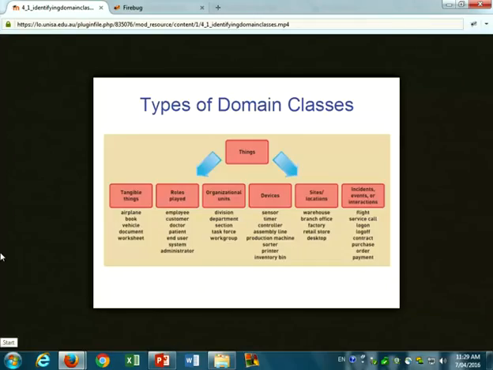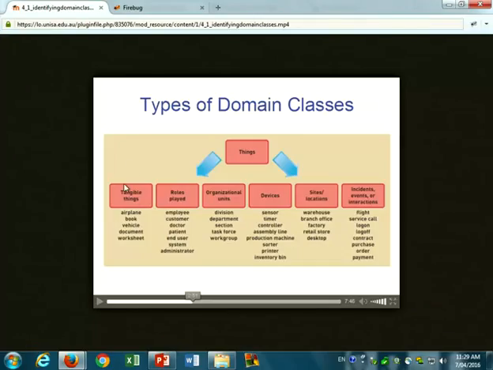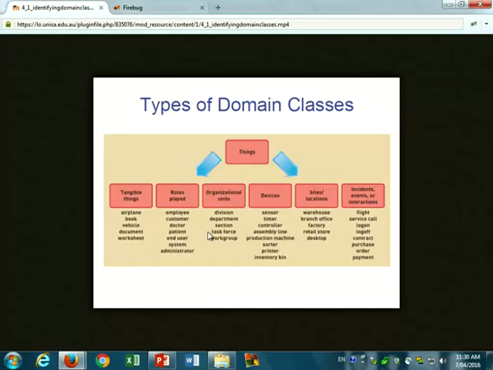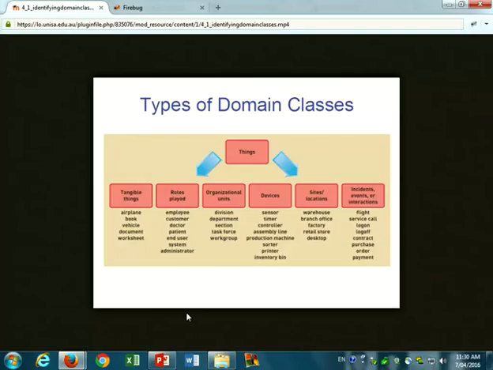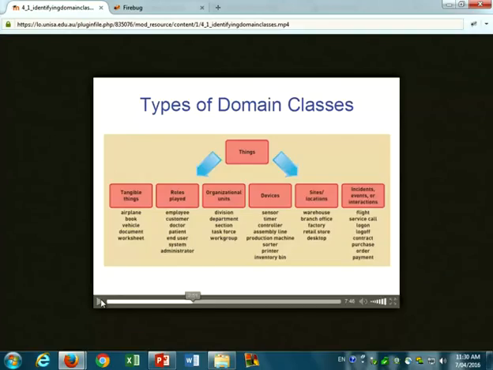And look at these categories that have actually been mentioned. Tangible things, roles played, organisational units, devices, sites, locations, incidents, events or interactions. And there's a huge array of examples of the types of things that can actually have information stored about them or recorded about them, or things that may change for each of these things. Okay, so really useful to take this on board when having to think about the types of domain classes that you want to create for your particular scenario or for a system that you need to model.